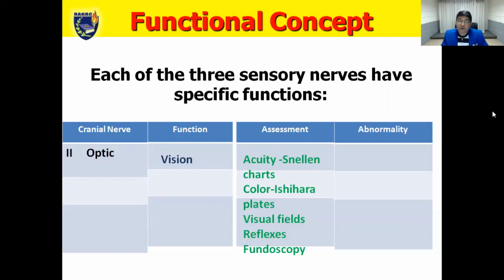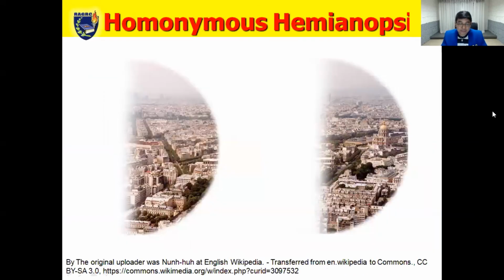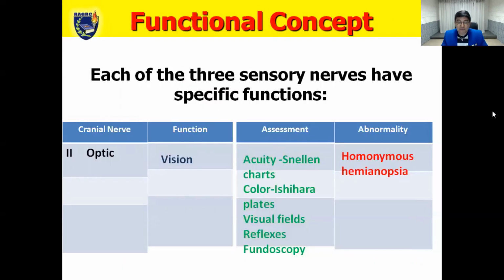Now, what sort of abnormalities could be noted when we are assessing cranial nerve 2 or the optic nerve? So we have homonymous hemianopsia, in which there's a loss of visual field on half of the eyes, which means the patient could only see either on the right half of each eye or on the left half of each eye. So how would you know that the patient's having homonymous hemianopsia?